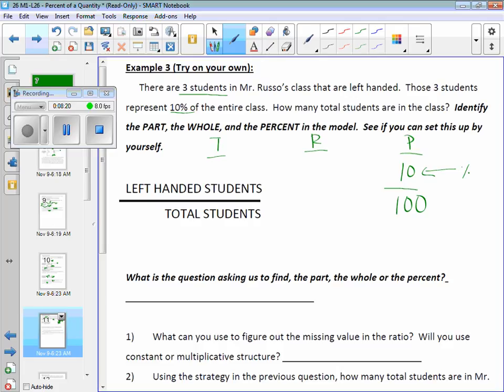Let's do the ratio together. That 3's got to go somewhere. And this is where it's important. This is why that whole thing is important. You have to say to yourself, that 3, is it part of the class or is it the whole class? Gabby. Right. It's part of a class that happens to be left-handed. It's not the whole class. So that's my part, which is always top.